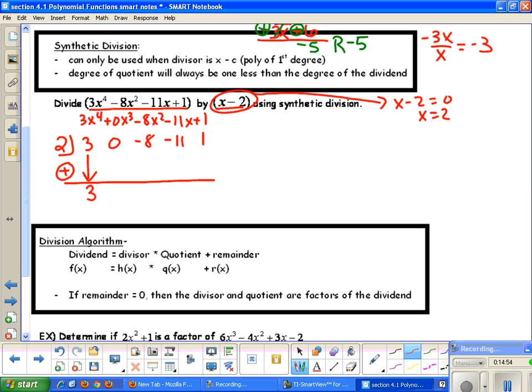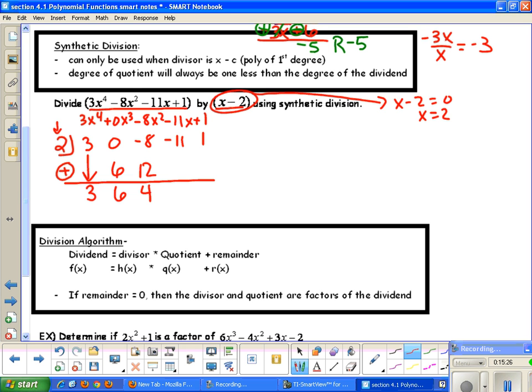So then 3 times your number here, which is 2, would give you 6. And that goes here. And then you add 0 and 6 together, and 0 plus 6 is 6. And then you're going to do the next part. 6 times 2 gives you 12. And then you add these two numbers together. So when you add these two numbers together, you're going to end up with 4.